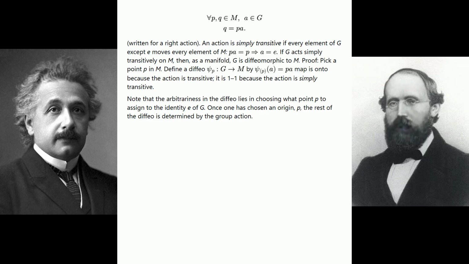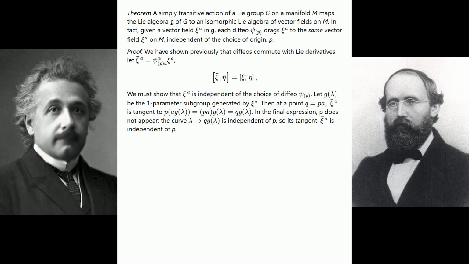Note that the arbitrariness in the diffeo lies in choosing what point P to assign to the identity E of G. Once one has chosen an origin P, the rest of the diffeo is determined by the group action. Theorem: a simply transitive action of a Lie group G on a manifold M maps the Lie algebra of G to an isomorphic Lie algebra of vector fields on M.